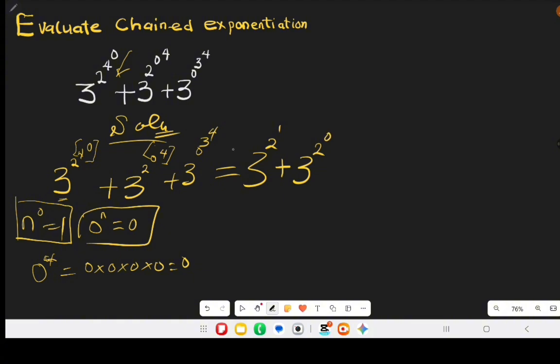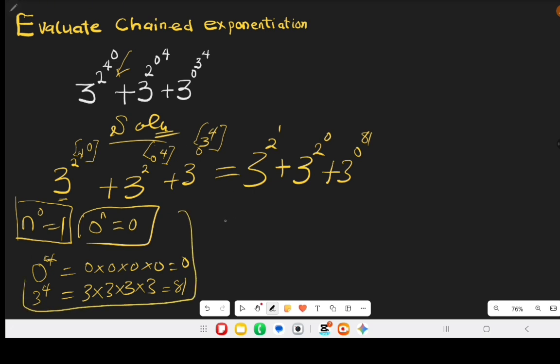We consider the first two, which is 3 raised to the power of 4. 3 raised to the power of 4 is 81. So this will give us plus 3 raised to the power of 0 raised to the power of 81. How do we get 81? It means 3 raised to the power of 4 is the same thing as 3 times 3 times 3 times 3, in 4 places. 3 times 3 gives us 9, 9 times 3 is 27, 27 times 3 gives us 81. Then we continue.